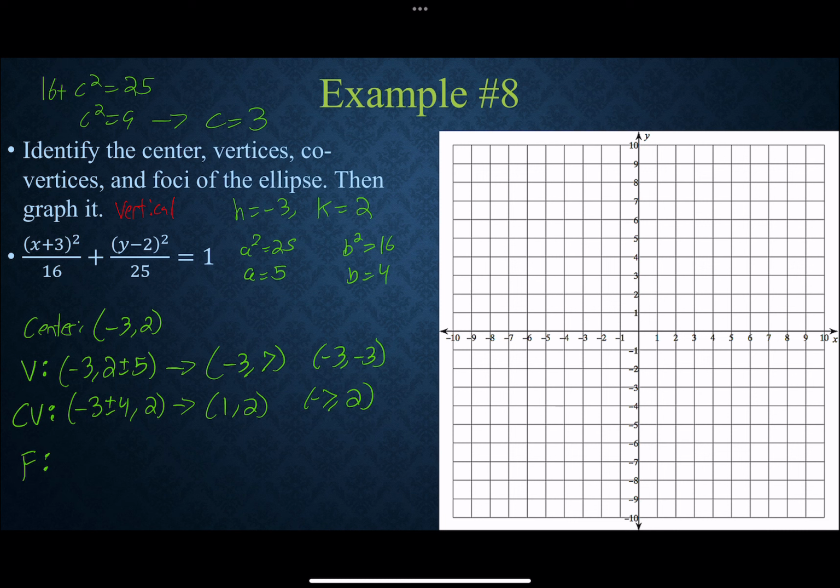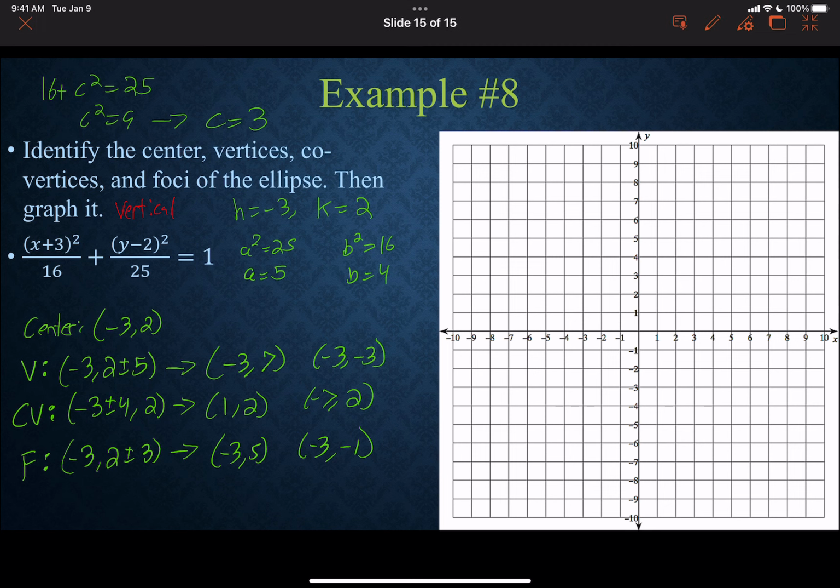And then for our foci, we're going to add and subtract the value of c to the y coordinate, because again, it's vertical, so it does the same thing as the vertices. Foci always does the same thing as the vertices. So -3 and 2 plus or minus 3. We get (-3, 5) and (-3, -1). Again, you don't need to actually plot the foci. It's not part of what will create the shape while you're doing it by hand. It's technically what creates the shape mathematically, but for the actual graphing purposes, you're going to leave that part alone.